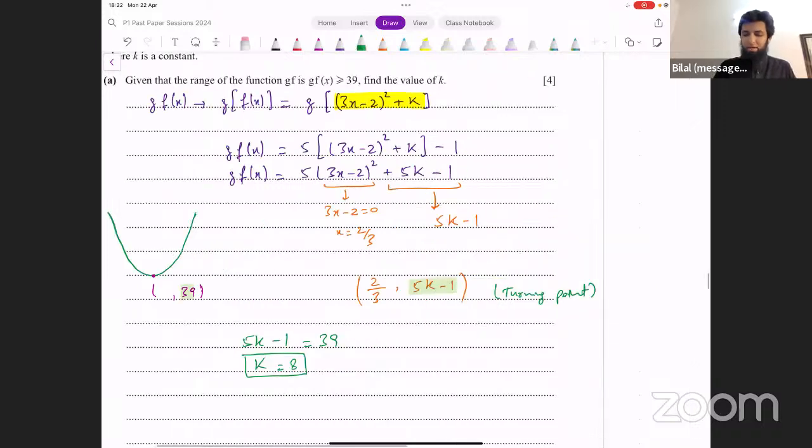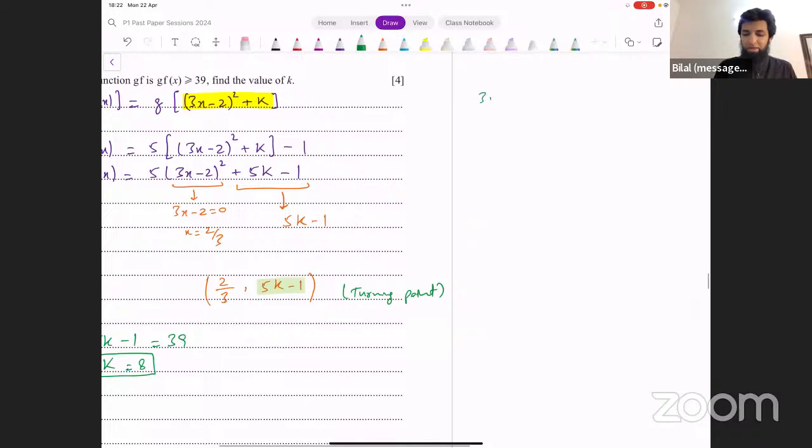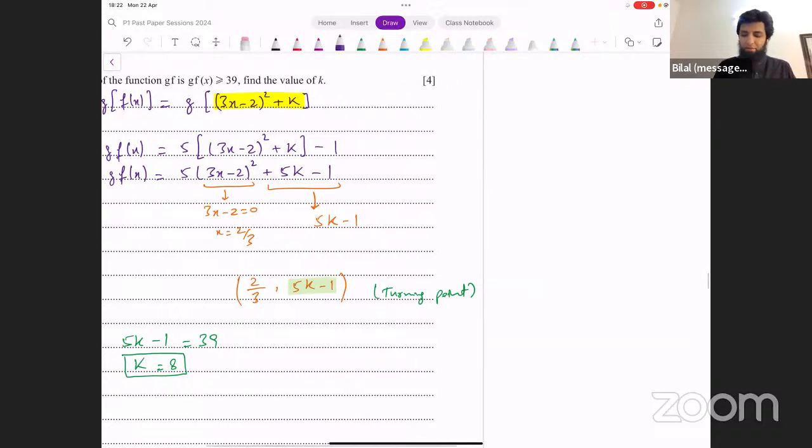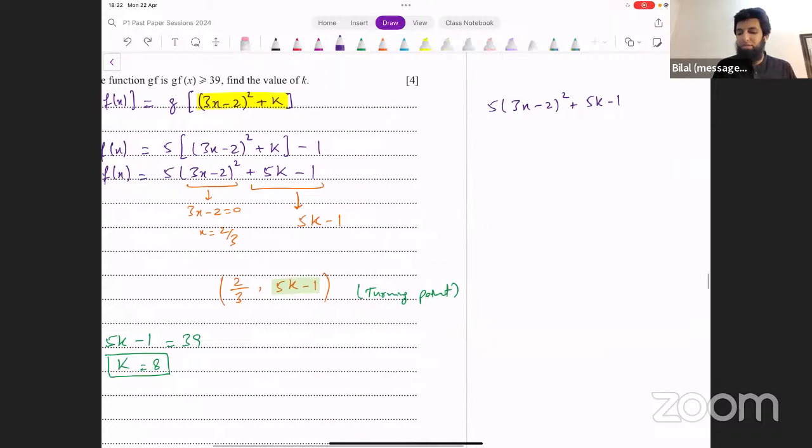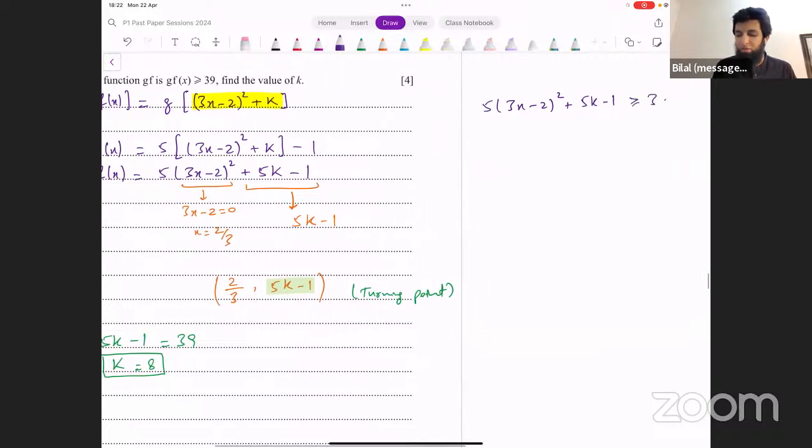That could be something that you could try. You could say 3x minus 2 whole squared. No, in fact, g f of x, the function that we were getting at the end, 5 into 3x minus 2 whole squared plus 5k minus 1. Since the range is greater than or equal to 39, you could say this whole thing has to be greater than or equal to 39. But the problem is we can't really solve this inequality because we've got two unknowns. We've got x here and k here. So we can't solve this as an inequality directly because there are two unknowns.